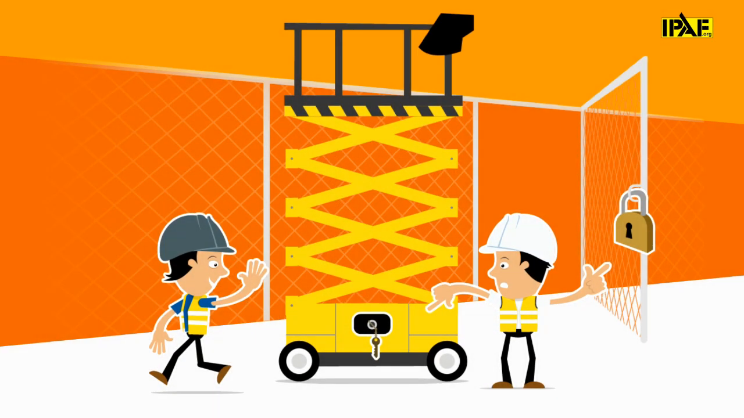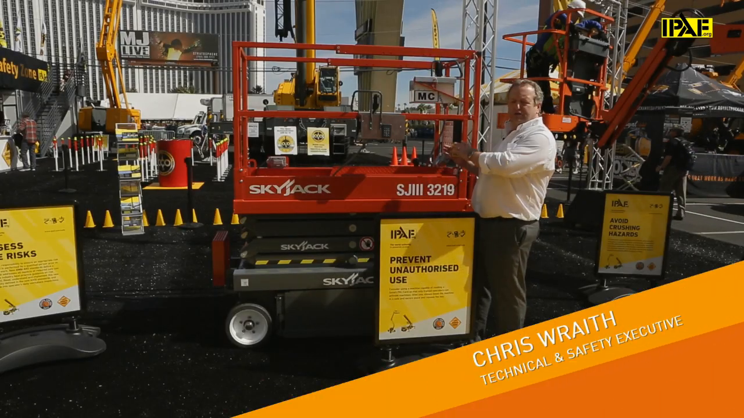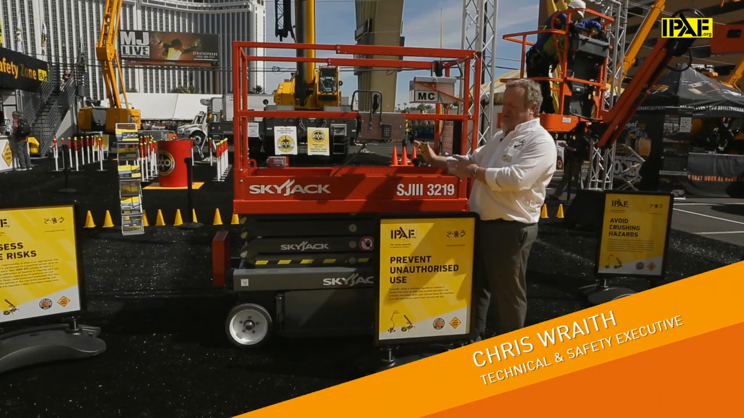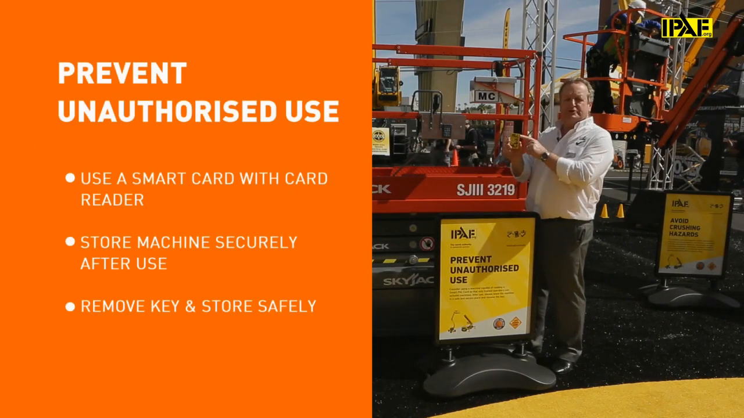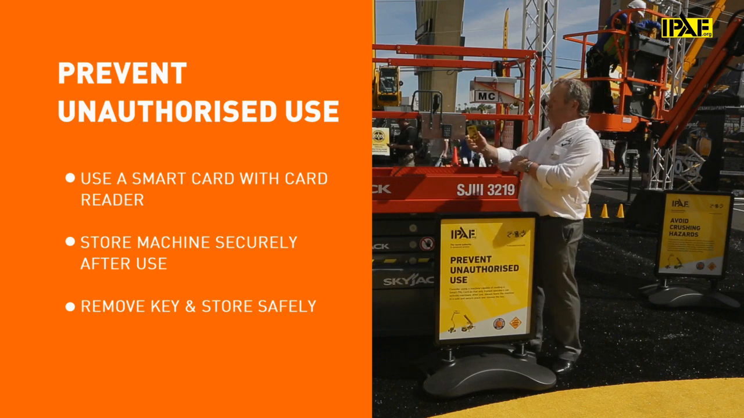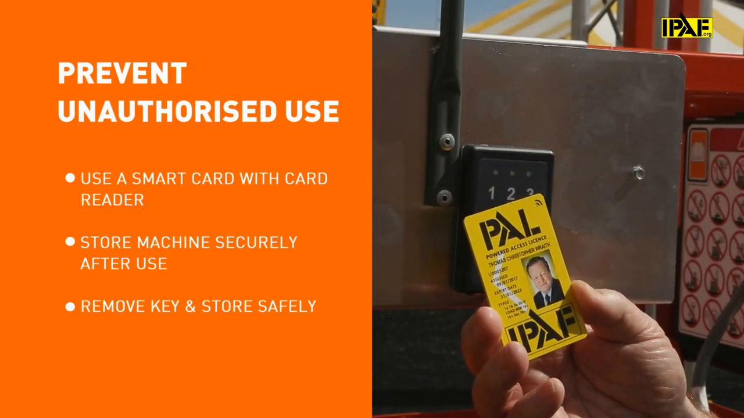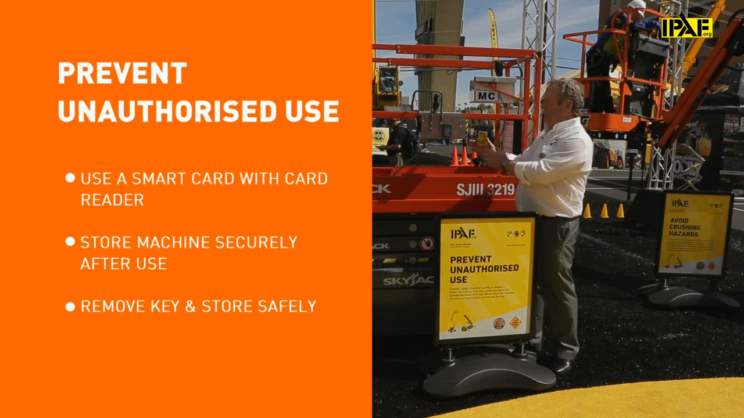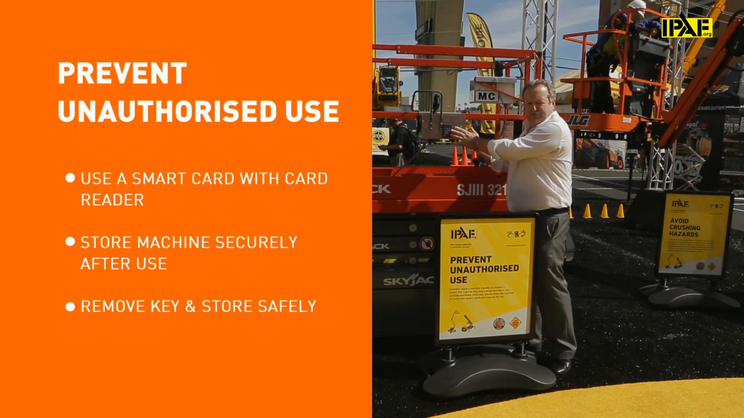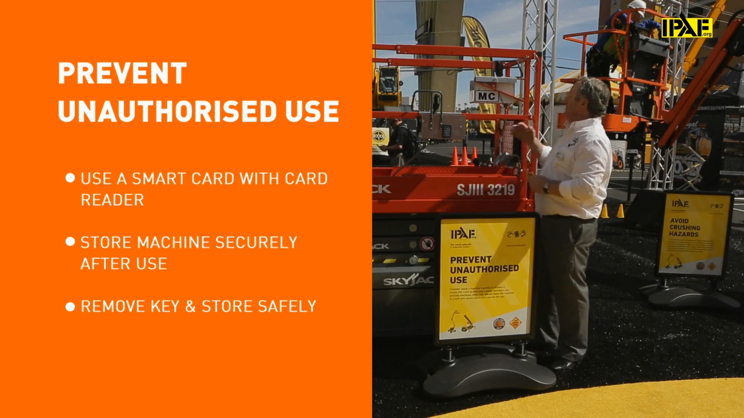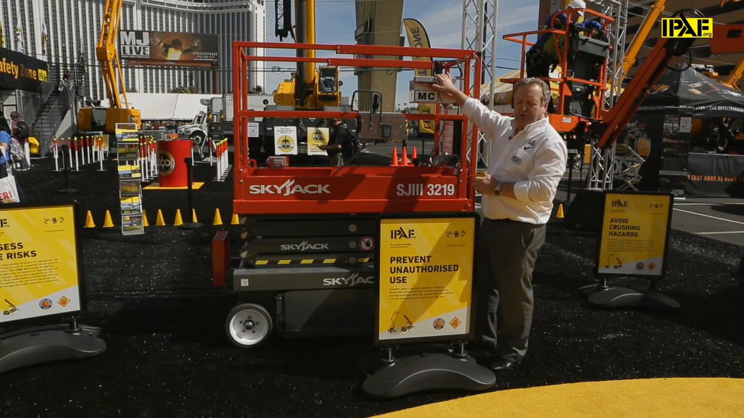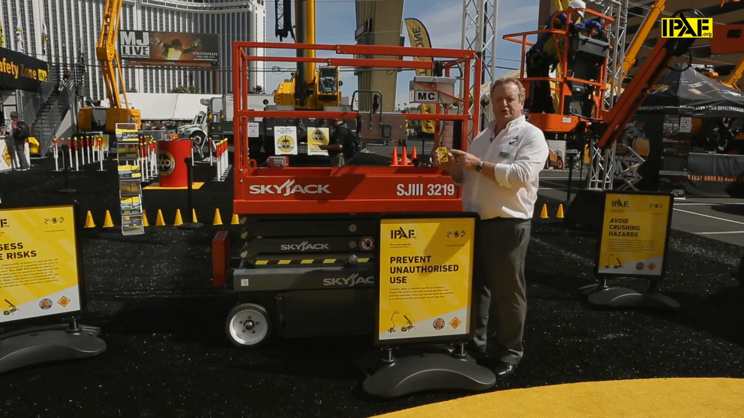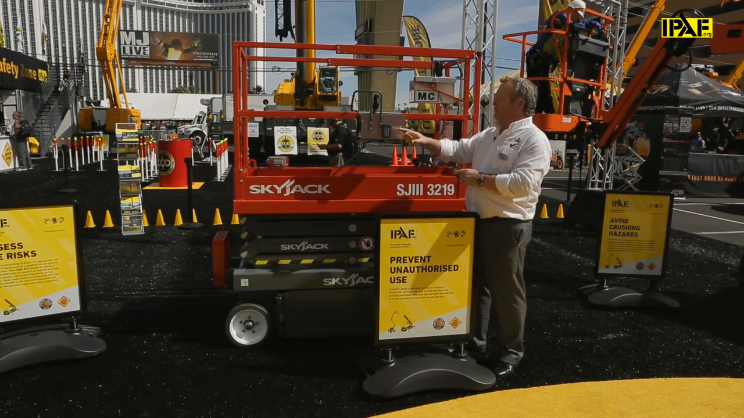One of the common problems on the job site is unauthorized use of machines. People come along and they borrow them because the key can fit many machines. So IPAF has now got a smart chip card which you can put to a reader which will only allow trained operators to use the machine. I've got the device here just for the purpose of this film, but normally the reader will be on the inside of the controllers, in a normal place. So if you want to prevent unauthorized use, use a PAL card with the chip and a reader.